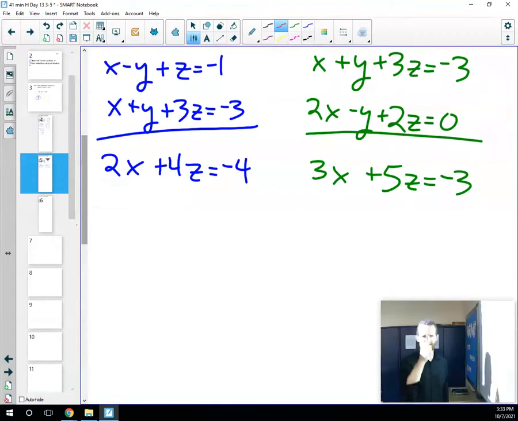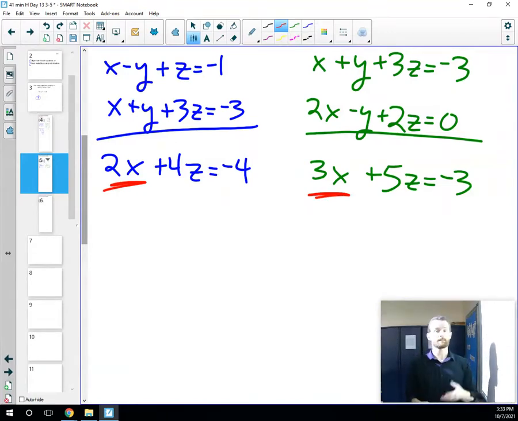Again, it's all about the decision making. What do we want to cancel out next, the x or the z? We could do either one. I'm going to cancel out the x's. I think that's going to be the easiest because we've got 2x and a 3x, and we can manipulate them through multiplication to get one to be a positive 6x and one to be a negative 6x.